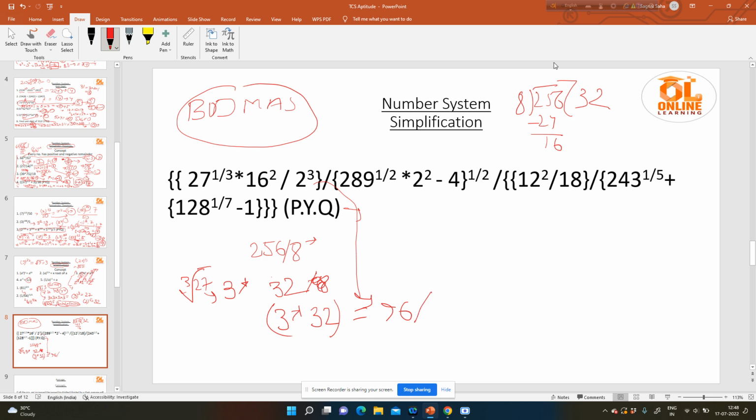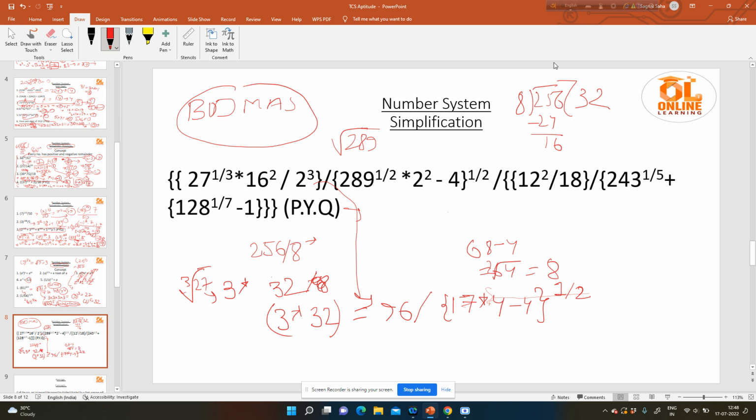Then divide by 289 to the power 1 by 2, that is the square root of 289. If you know the squares, 17 squared is 289. So it is 17 into 4 minus 4, whole to the power 1 by 2. What is 17 into 4? 68. 68 minus 4 is 64. So 64 to the power 1 by 2, that is the square root of 64, it will be 8.